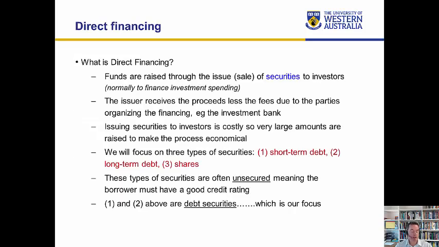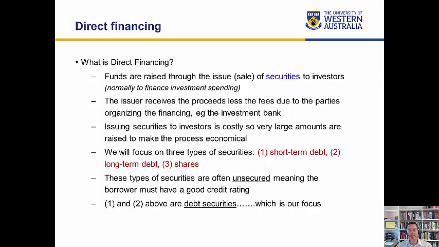Okay, so first of all, direct financing. Very often companies need money to finance investment spending or even day-to-day working capital. Now, there are 3 different places that companies can obtain direct financing. The first is short-term debt markets, the second is long-term debt markets, and the third is the share market. We're going to be focusing on numbers 1 and 2, short-term debt markets and long-term debt markets.